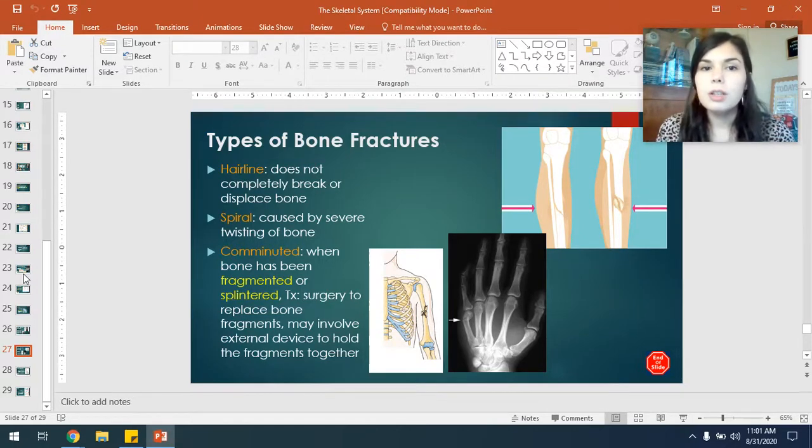And then comminuted fractures are when the bone has actually fragmented or splintered. These are very typically seen in the skull or facial bones. And in this image, it's in the arm, in the humerus bone of the upper arm. Treatment for this is that you typically need to have surgery in order to replace all the bone fragments that may have splintered off. And it may even involve some type of external device to then hold those fragments together.